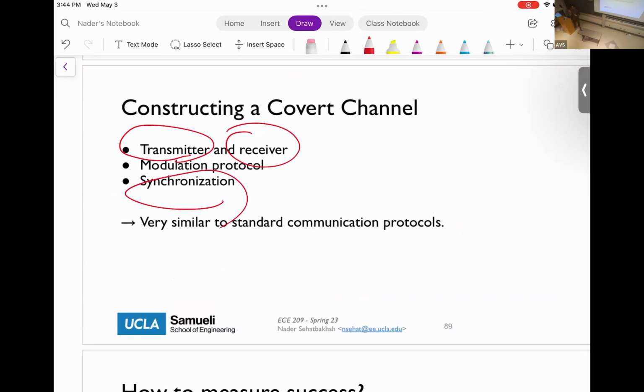That is like, when I'm sending this, this is the time I'm going to send it. This is my symbol rate. If there's any sort of handshaking, this is the handshaking. This is essentially the way that we have for any wireless protocol. So same idea as in a digital signal processing course. If you take that, you can build a covert channel easily. Okay.